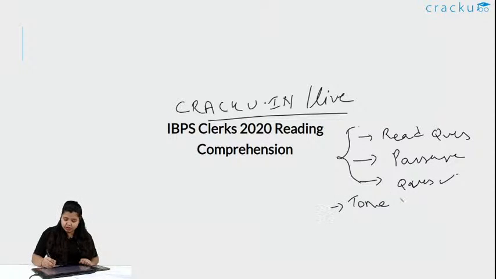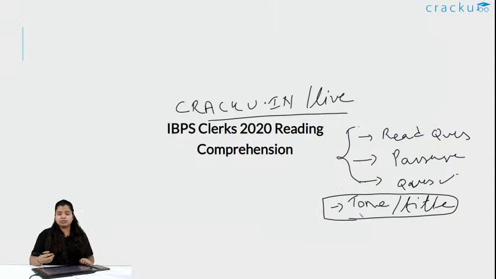If the question is saying what is the tone or title, then remember, for these type of questions you just can't give an assumption like reading the first and the last line and you are like, okay, this can be this, so we will mark this. No, for these type of questions, these are the lengthy ones, you have to read the entire passage.